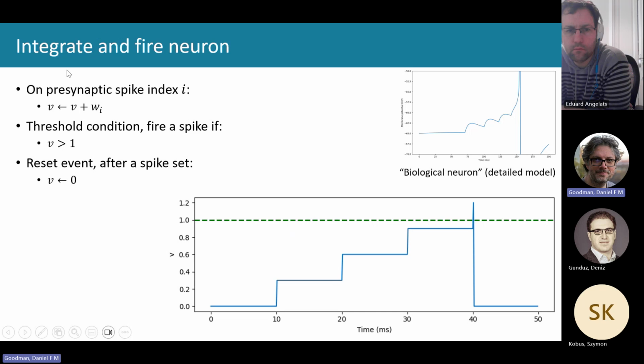Okay, so that's the complete mathematical specification of this, and you can imagine that this is not too difficult to write a simulation for, right? There's nothing very complicated going on.